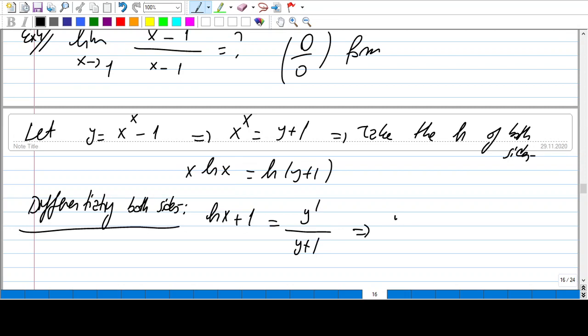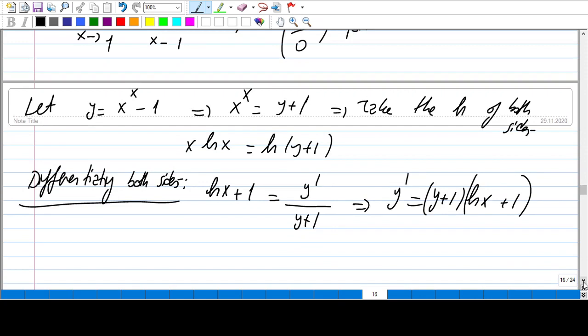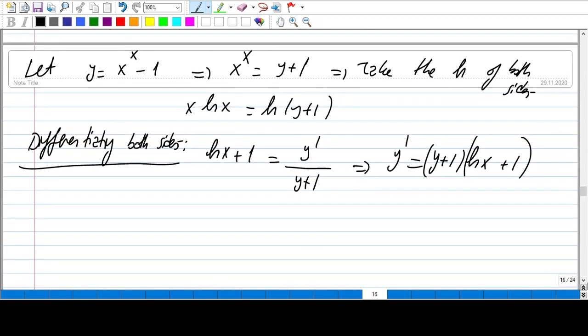Then my purpose is in fact to find y prime. Y prime is equal to (y plus 1) times (ln x plus 1). So why I did this calculation, I need y prime in fact. So you will see now why I need y prime.